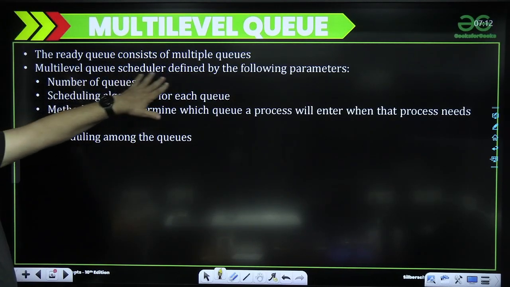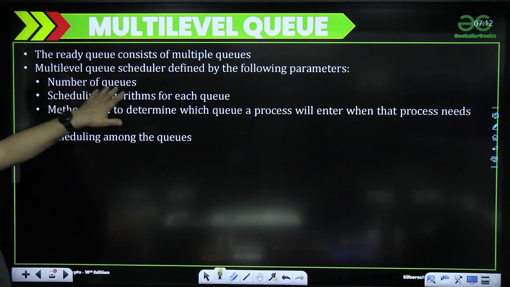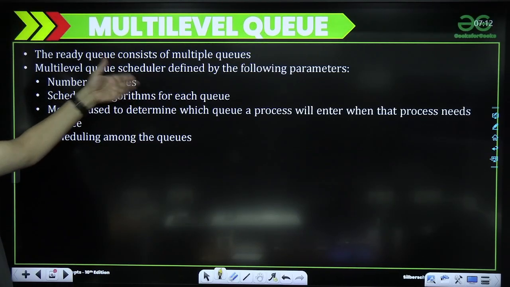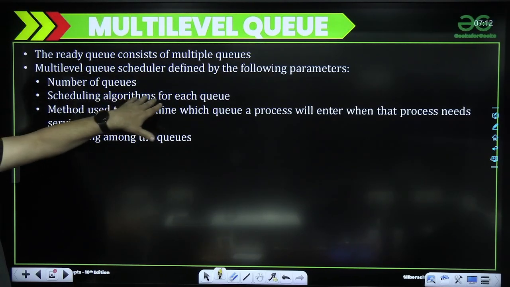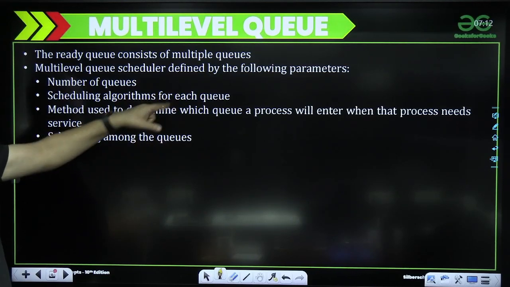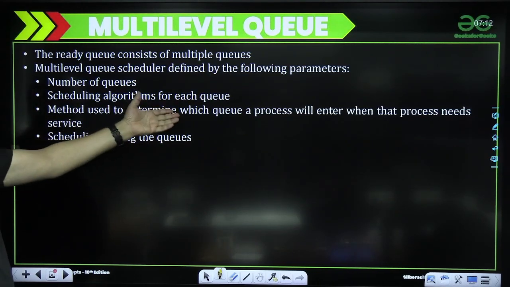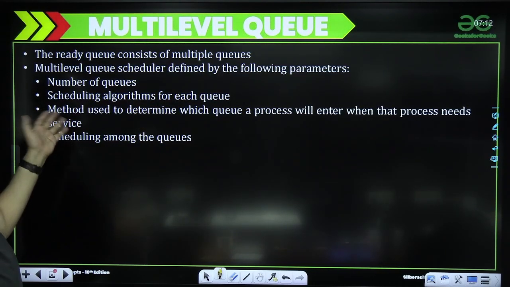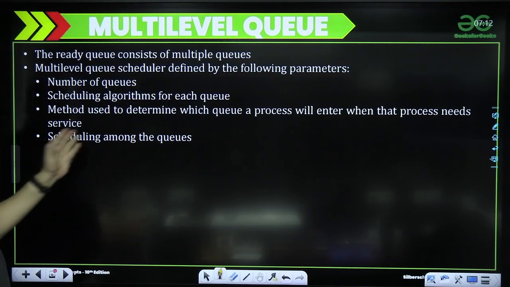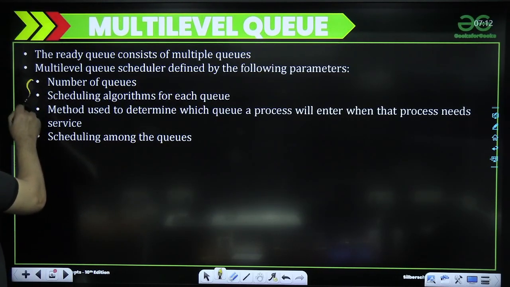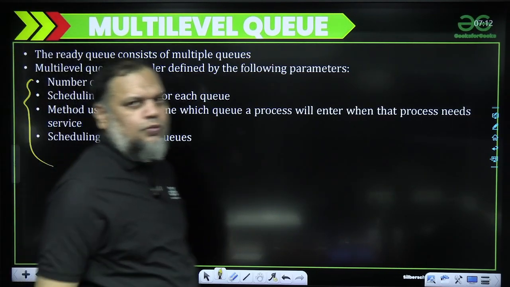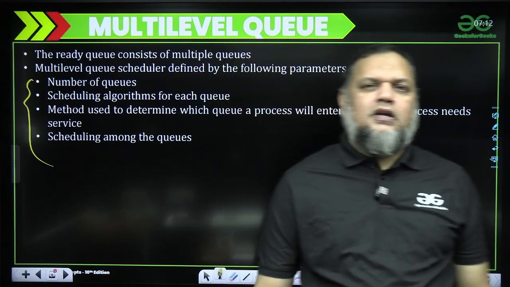So a multi-level queue scheduler is defined with the following parameters. How many queues are we going to have, depending on the types or categories of process? What scheduling algorithms are going to be used for each queue? The method used to determine which queue a process will enter when that process needs service. And scheduling among the queues. These are the important challenges to be observed in the multi-level queue scheduler.